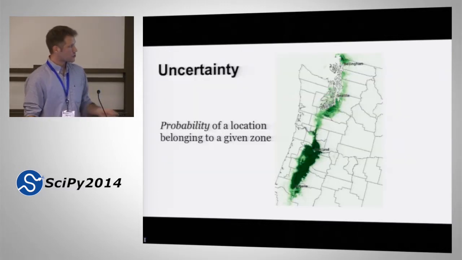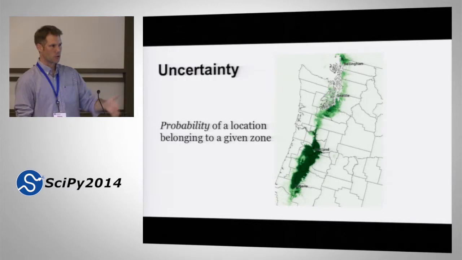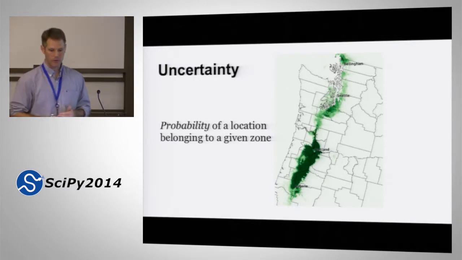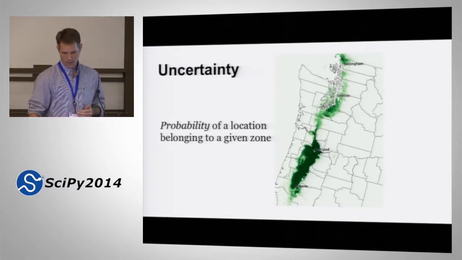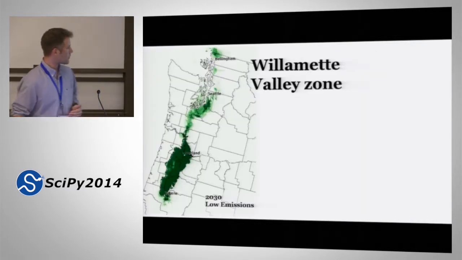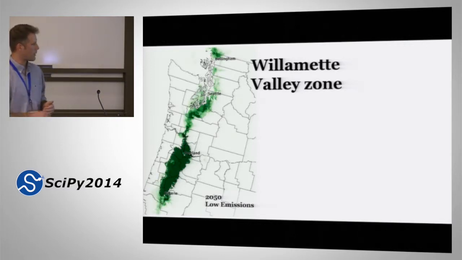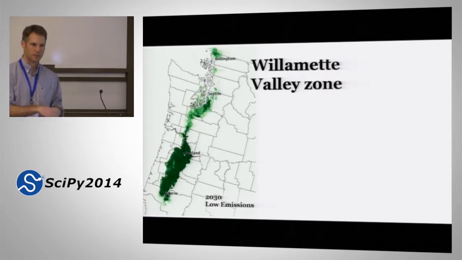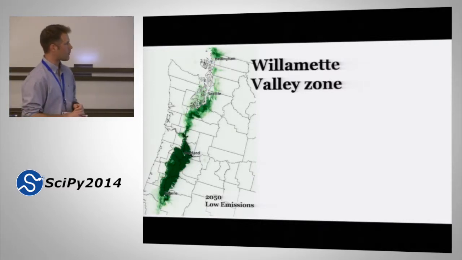So it's not just deterministic. That map just shows hard zone boundaries, but we actually have the ability to look at the probability of any one of those zones across space. So this is kind of the temporal component. We're looking at low emissions, which is sort of an optimistic scenario of what would happen if society reduced its emissions by 2050.